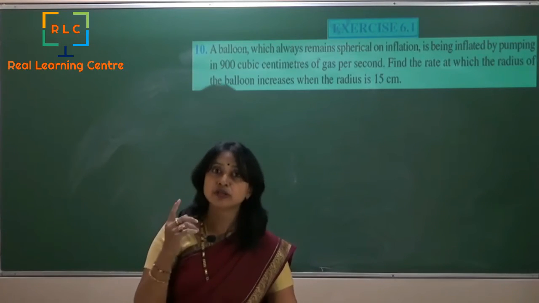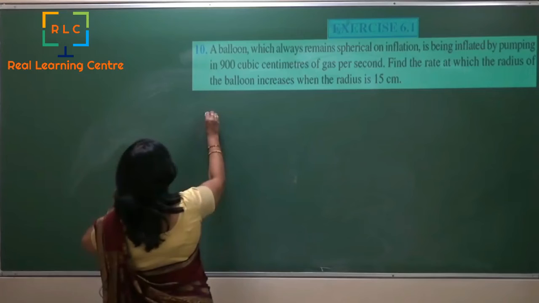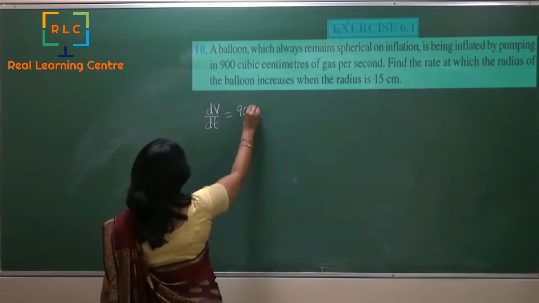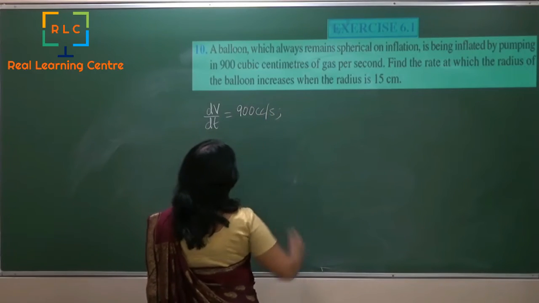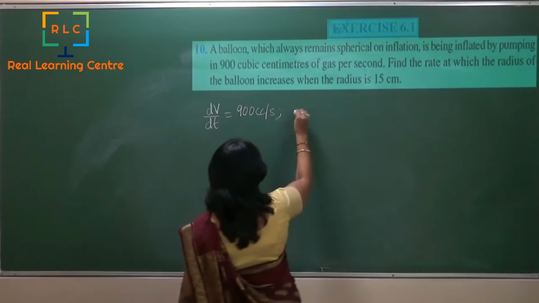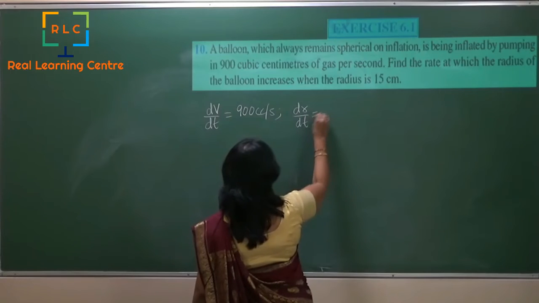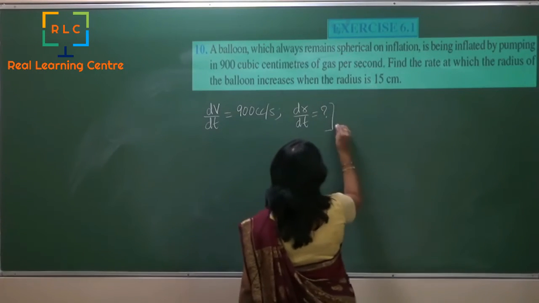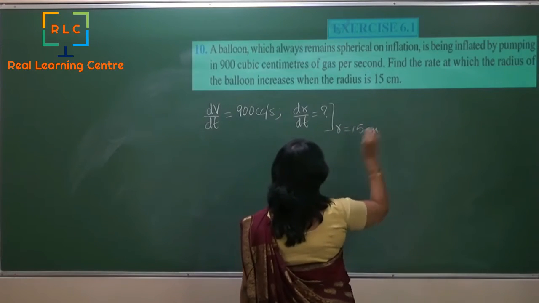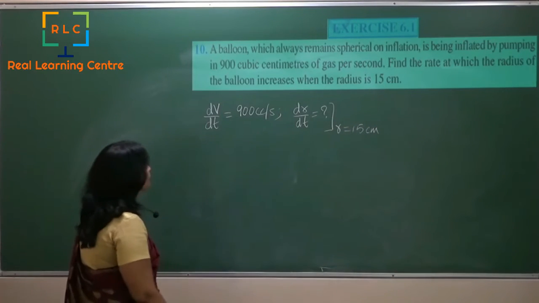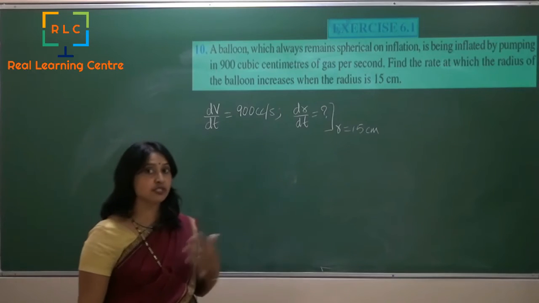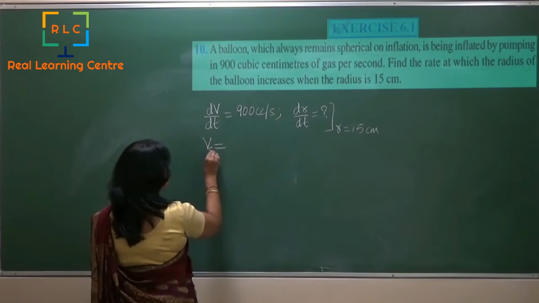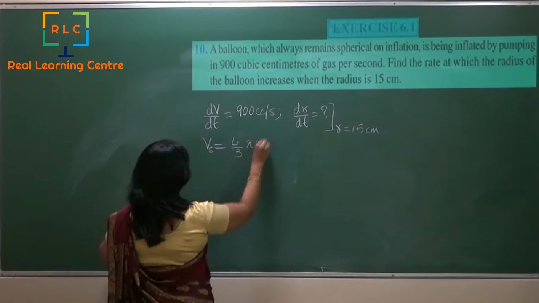So I need to take about volume. So let us say dV by dt is increasing. Volume is increasing by how much? The rate is 900 cc per second. Find the rate at which the radius of the balloon is increasing. dr by dt equal to question mark, when what? When r is equal to 15 centimeter. So let us start off with the formula for which they have given the numerical value. They have given the numerical value for volume. So start, volume of the sphere is given by 4 by 3 pi r cube.